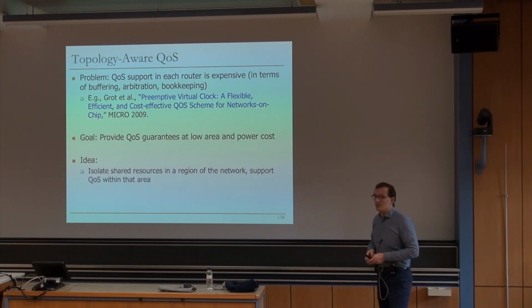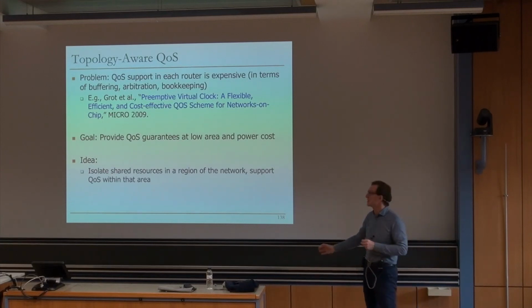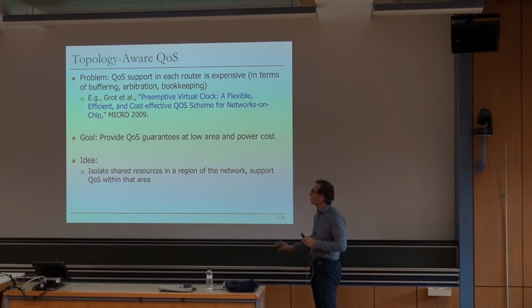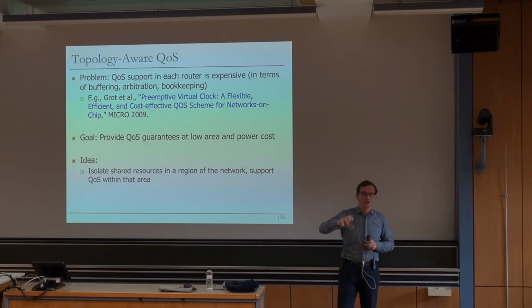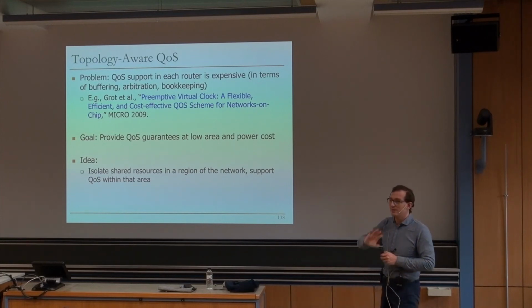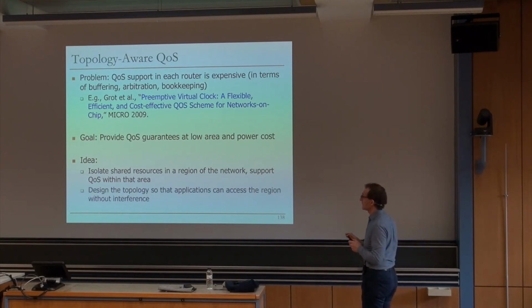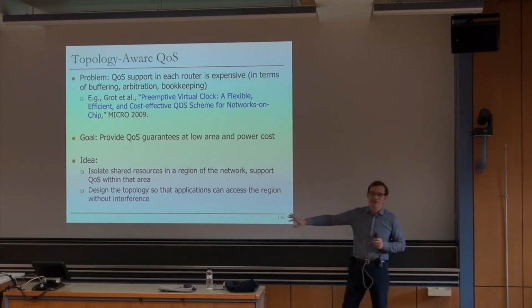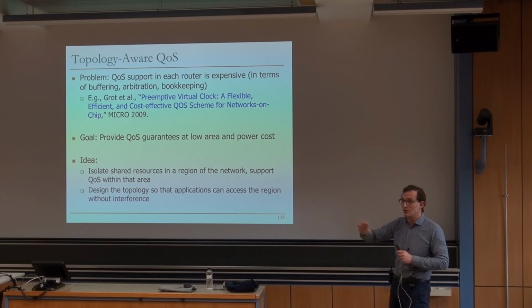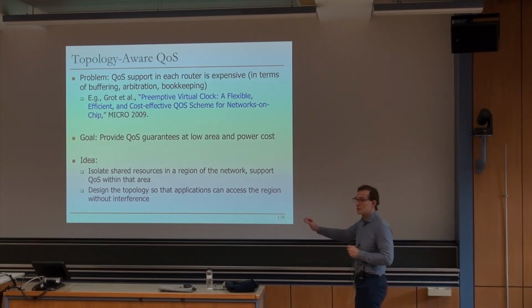So the idea in this work is to have isolation. Basically, create a region in the network where the shared resources are isolated, and you support quality of service only within that area. Everything else is quality of service free. And design the topology so that applications can access the region without interference. That's the interesting part.